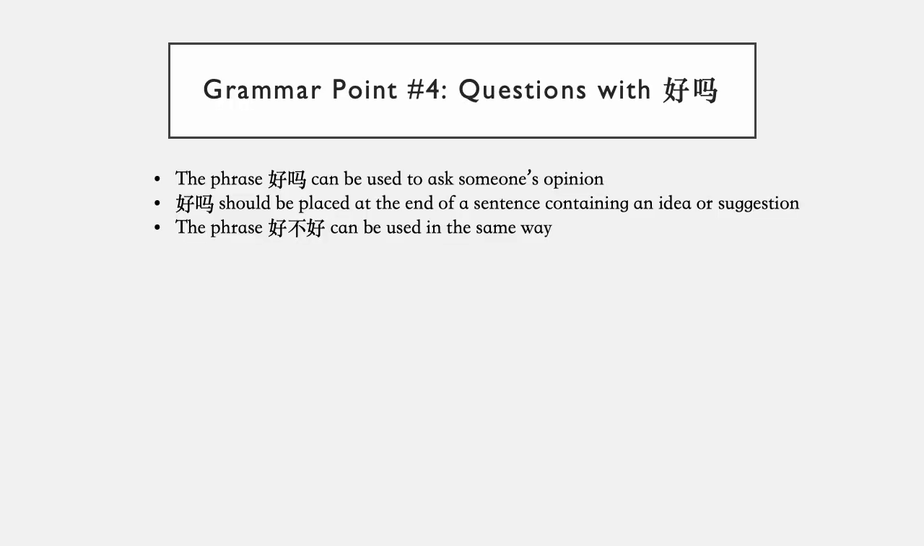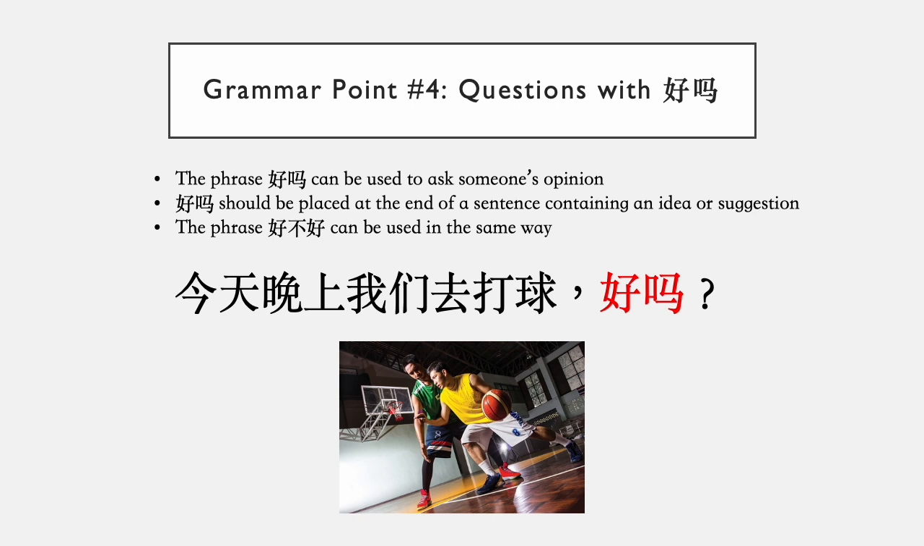More at this 好吗? So the phrase 好吗 is used to ask someone's opinion, just like 怎么样. And 好吗 should be placed at the end of the sentence. You can also use the phrase 好不好, same meaning. So right now we've studied 3 of these phrases for asking someone's opinion. The first one being 怎么样, the second one being this one, 好吗, and the third one being 好不好. So let's look at an example.